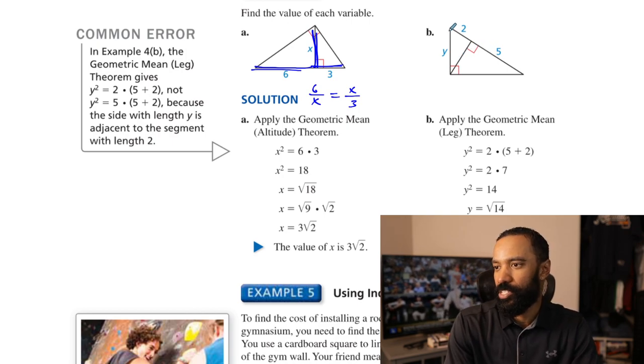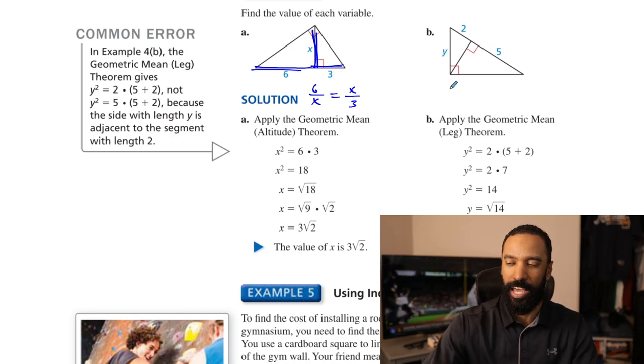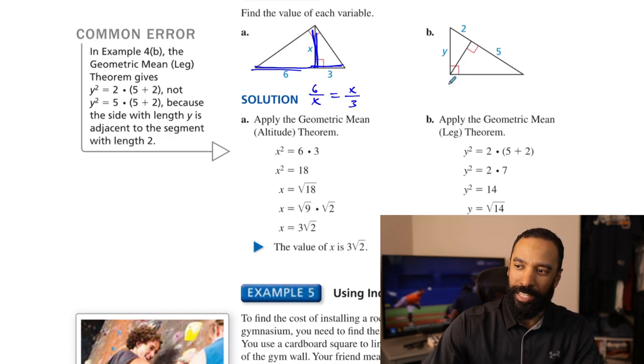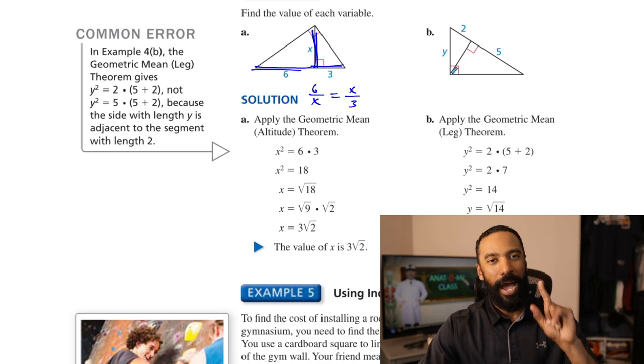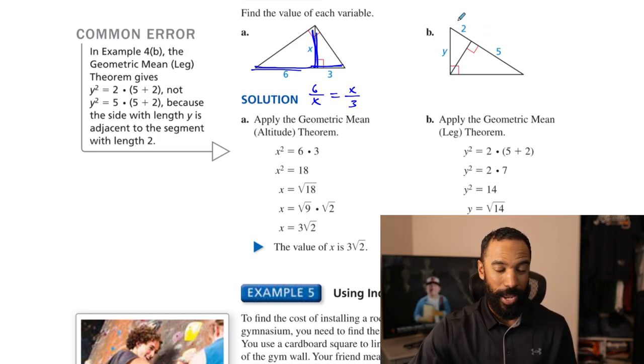Now, with this one here, it's the same kind of thing. If I set this up, I guess it would be... I can't remember a proportion I'd use to set it up unless I did it on my own. My way I'd do this proportion is this. This is what I would do.